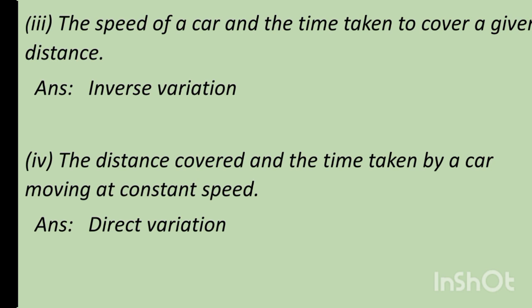Alright. Now part 4 is the distance covered and the time taken by a car moving at constant speed. The car is moving at a constant speed, means no fluctuations. Okay. So if we increase the distance, if we need to cover more distance, then the time taken by a car which is moving at a constant speed will also be increased. So it is direct variation. Alright.